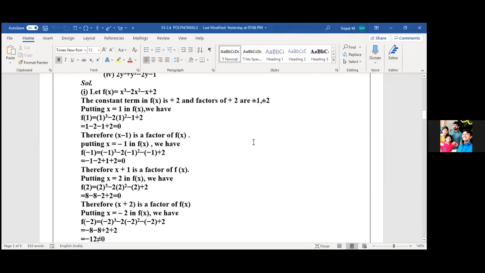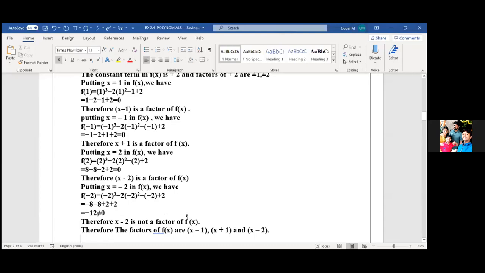Now I'll check plus 2. So f of 2 is equal to 2 cube is 8, and 2 square is 4; 4 twos are 8; minus 8 minus 2 plus 2. We are getting 0. So even x equals 2 is a factor, meaning if I shift 2 to the left side, x minus 2 is also a factor. Am I clear, children? So we'll check the last one we left. What is that? x equals minus 2. Minus 2.